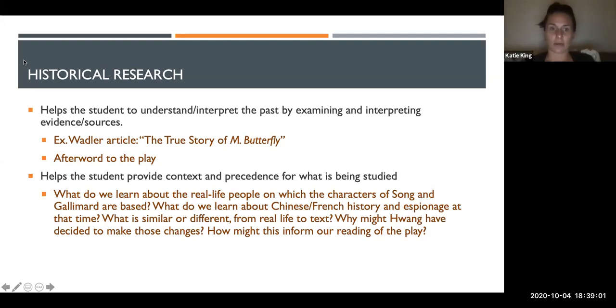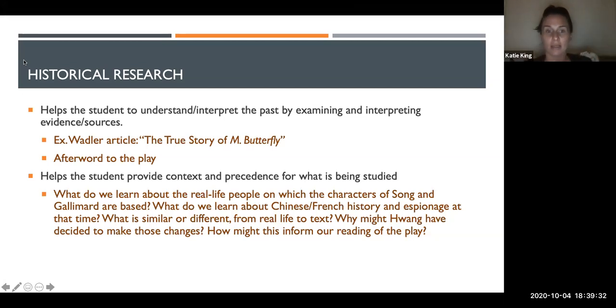So what is historical research? Well, it's research that helps students to understand and interpret the past by examining and interpreting evidence and sources, okay? I think historical research as it applies to the play M. Butterfly is very helpful because one, I've provided an example on our Canvas page for you, which is the Wadler article, The True Story of M. Butterfly, as well as Hwang's afterword to the play.